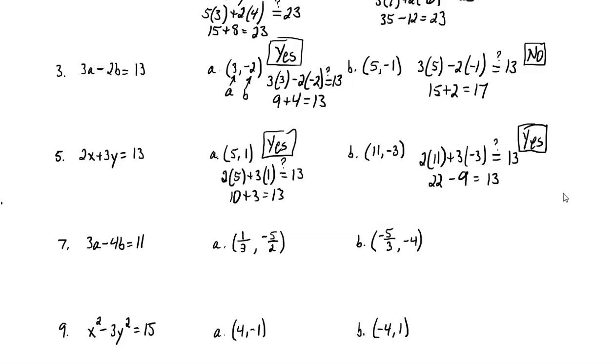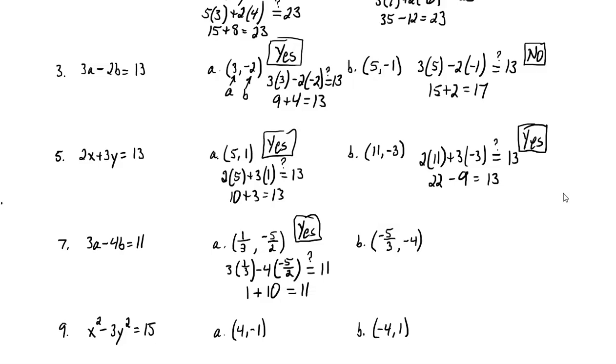Number 7, in place of A, fill in the 1/3 from the ordered pair. In place of B, fill in negative 5/2 from the ordered pair. And we're wondering, does this make 11? So 3 times 1/3 is 1 minus the 4 and the 2 reduced to a 2, and 2 times negative 5 is negative 10. This is a plus 10, and this does make 11.